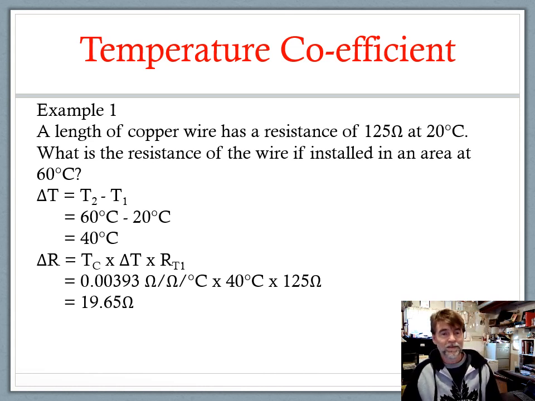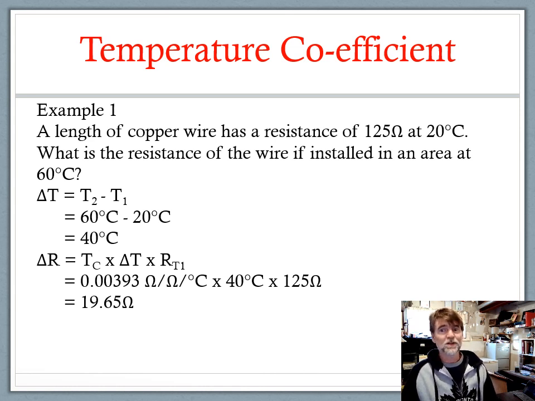So look at TC. The temperature coefficient for copper is 0.00393, right? That's the number we have to use. We can't use that percentage number, okay? Multiplied by the 40 degrees Celsius, the change in temperature, multiplied by 125 ohms, which is what we were told the resistance of the wire was originally in the 20-degree environment. And the answer we get is 19.65 ohms. So that is how much the resistance changes when we compare the 60-degree scenario to the 20-degree scenario.